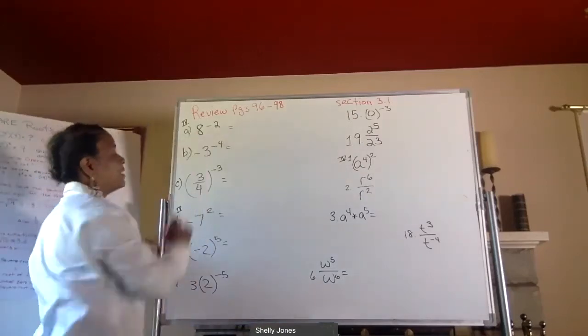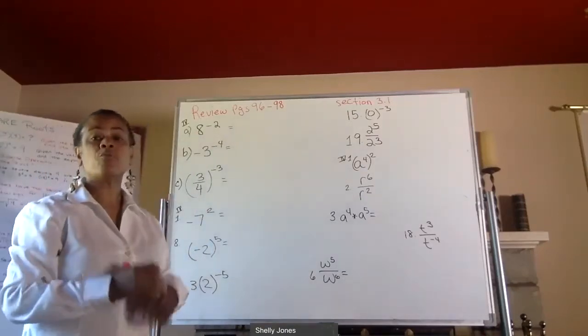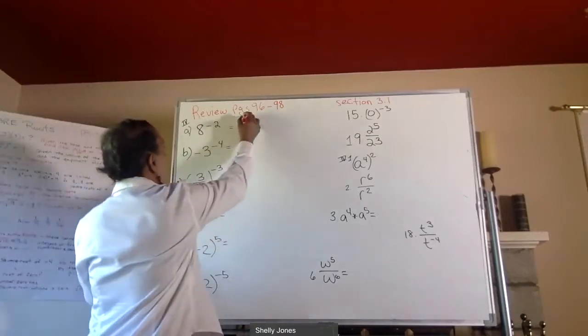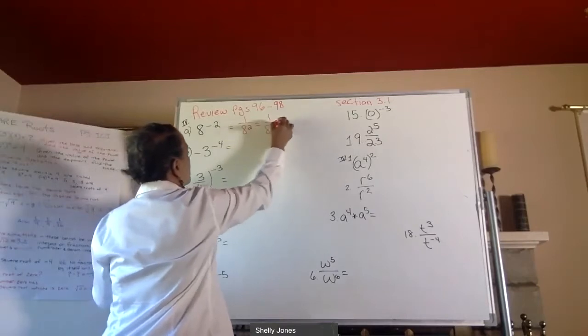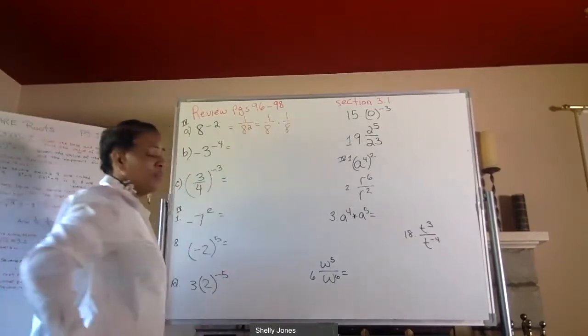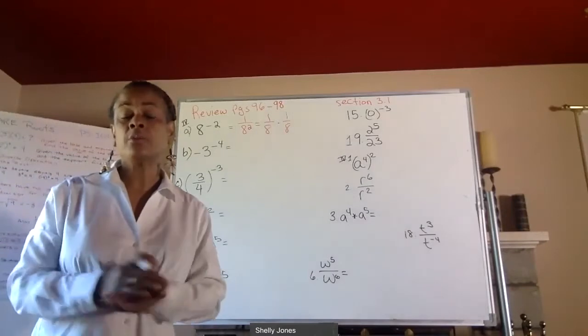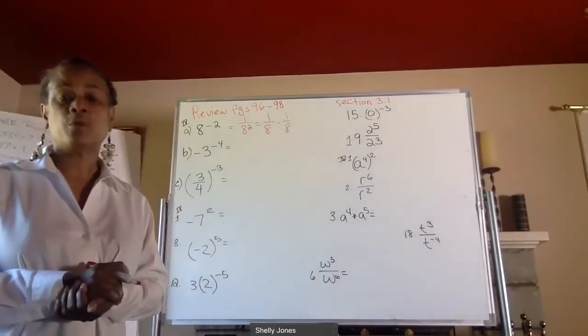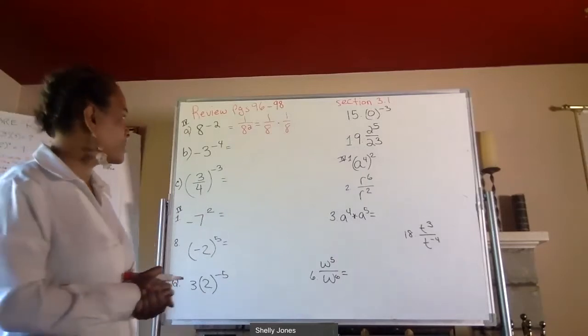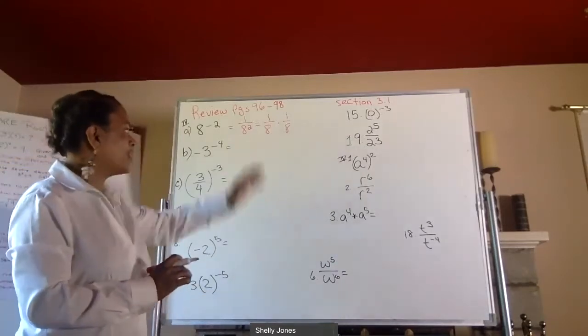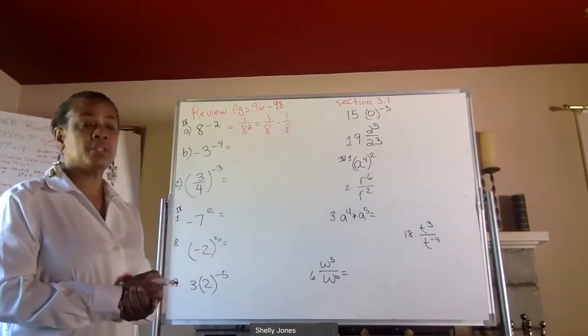Okay, so if I have 8 to the negative 2, it means I have 1 over 8 squared, and that's something that we did the other day, which means 1 over 8 times 1 over 8. And we can also give the answer to that, which would be 1 over 64. 8 times 8 is 64, although that's not what they're asked to do at this time. So right now we just want to see what the repeated multiplication is.